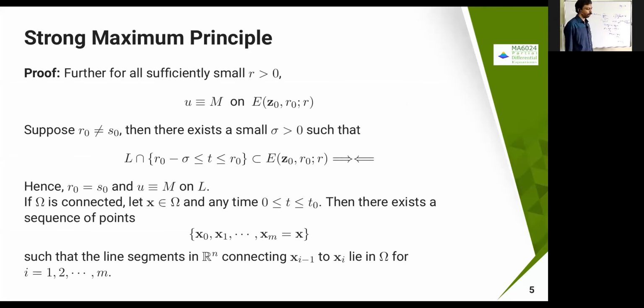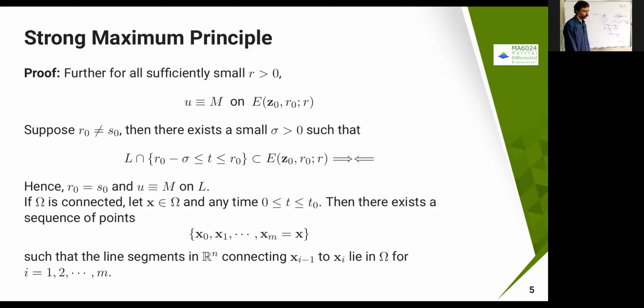Okay, so that is going to give a contradiction to us. So what we are claiming is that R naught equals S naught, because R naught not equal to S naught is not going to happen, and R naught greater than S naught is not going to happen. That's also giving the contradiction. Therefore we get that R naught equals S naught, and U equals M on L also. Okay, U equals M on the entire L.